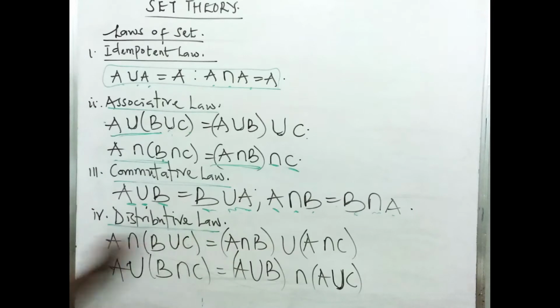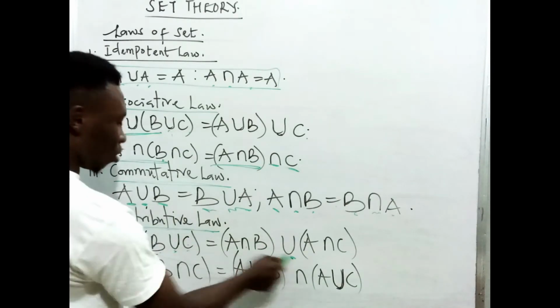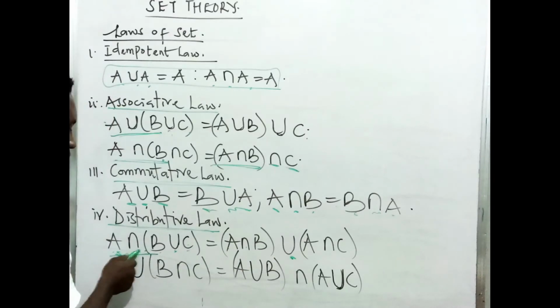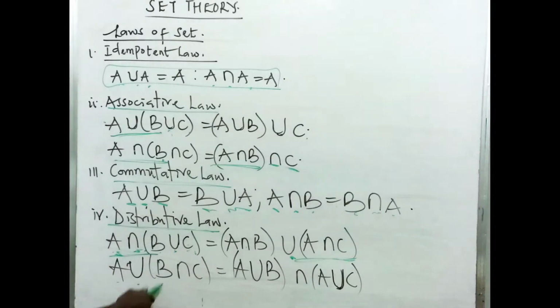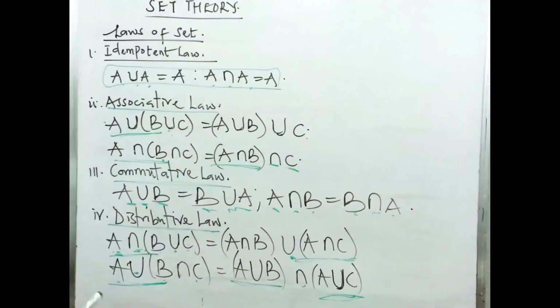So that goes further to your distributive law. Your distributive law says that A intersection (B union C) is going to give you (A intersection B) union (A intersection C). Likewise, A union (B intersection C) is going to give you (A union B) intersection (A union C). So these are the first four basic laws of sets, and we're going to proceed with more of the laws of sets.